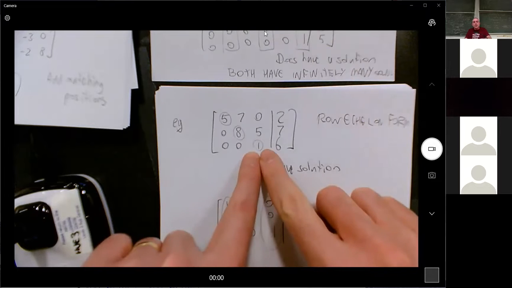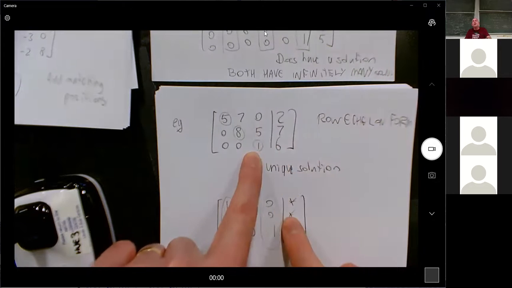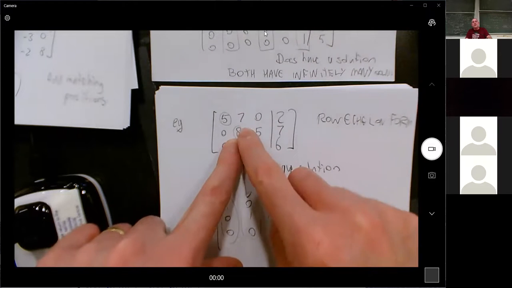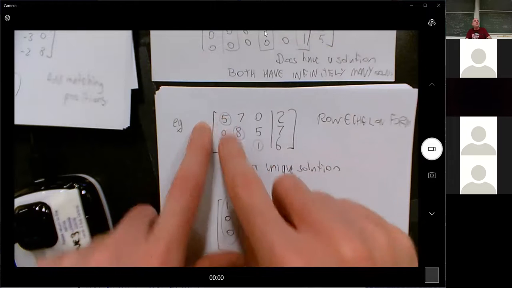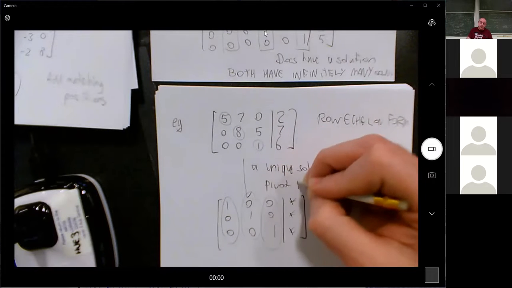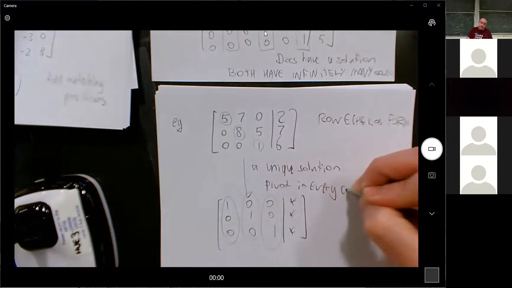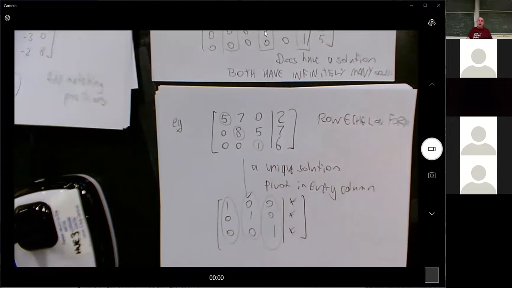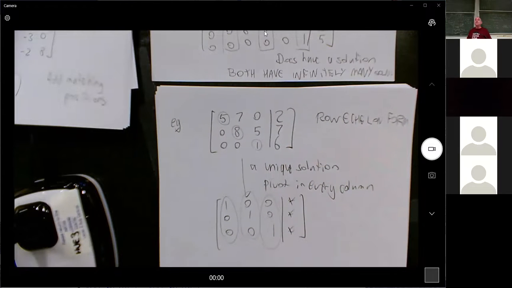So I can tell that I could put zeros above this and that would work. And then at that point I could put zeros above this and that would work. And then I could put a 1 here and that would work. I can tell there's going to be pivots in these positions. And so I can tell from this information there will be a pivot in every column. And so therefore it will have a unique solution.